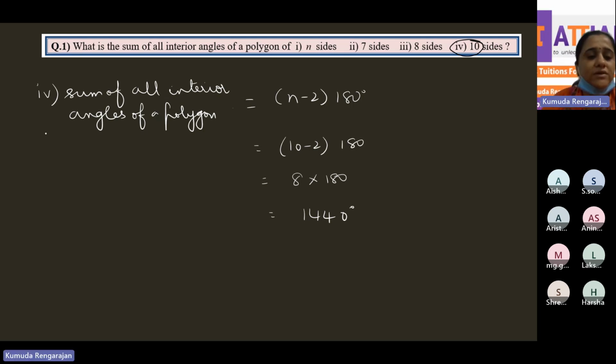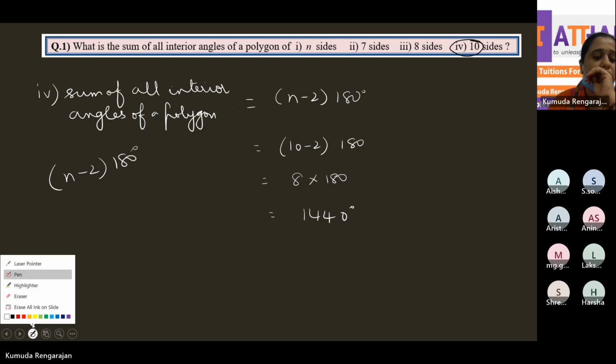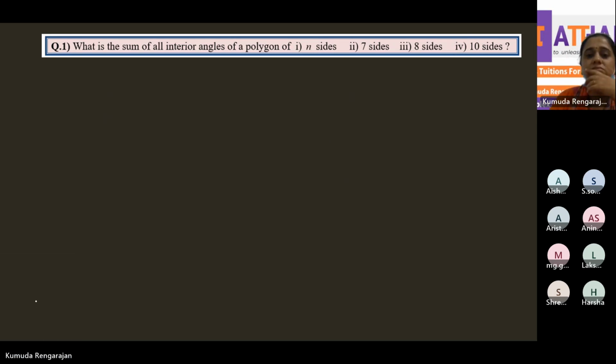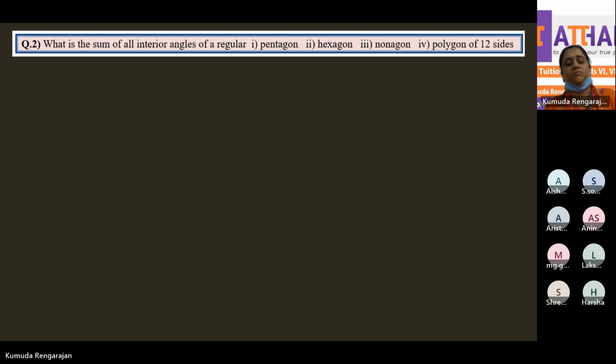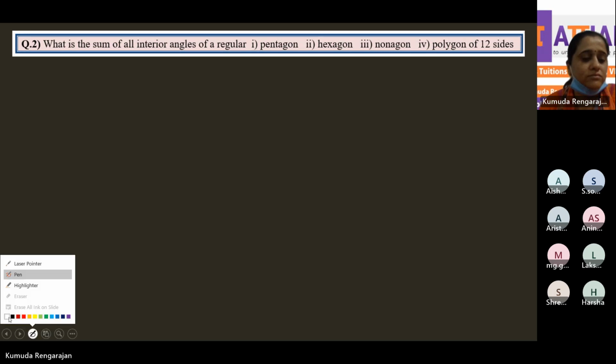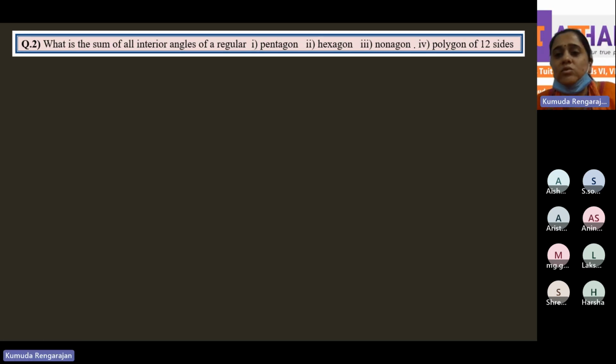With n sides, the formula is n minus 2 into 180. That's all. The first subdivision: n sides will be n minus 2 into 180 degrees. So in this, do the fourth one here.